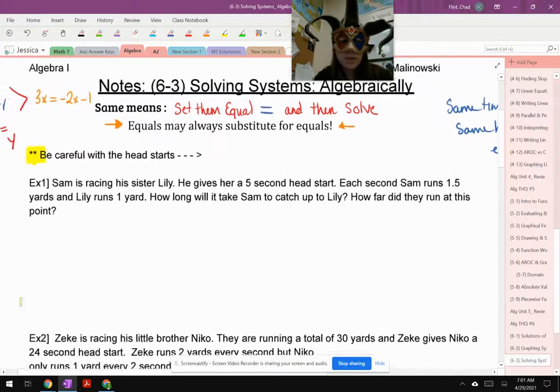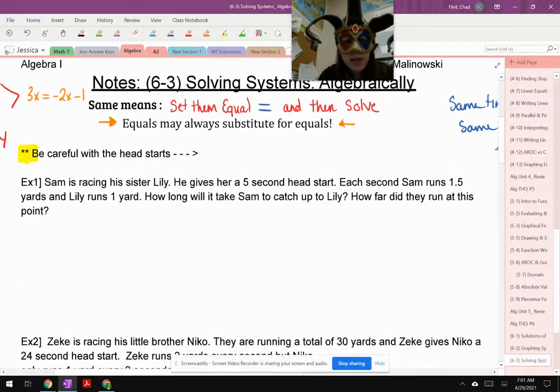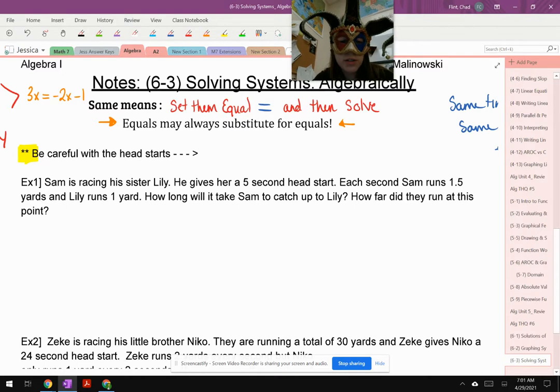All right, example number 1 here for 6-3. Sam is racing his sister Lily. He gives her a 5-second head start. Each second, Sam runs 1.5 yards and Lily runs 1 yard. How long will it take for Sam to catch up to Lily? How far did they run at this point?